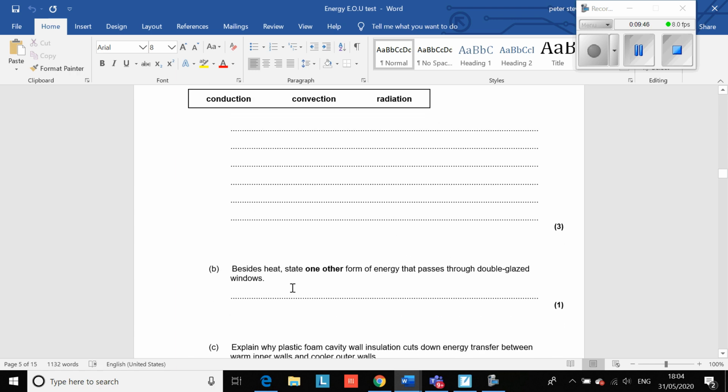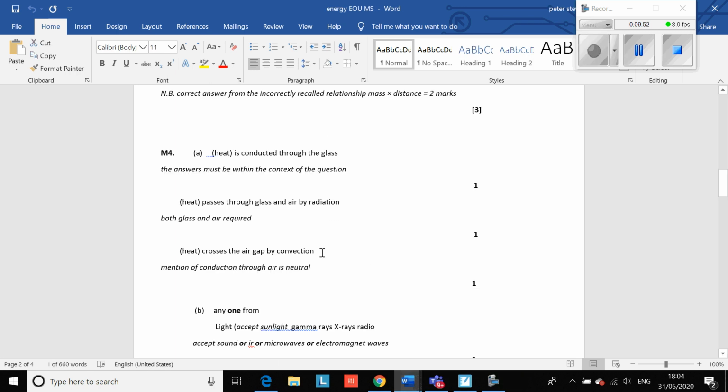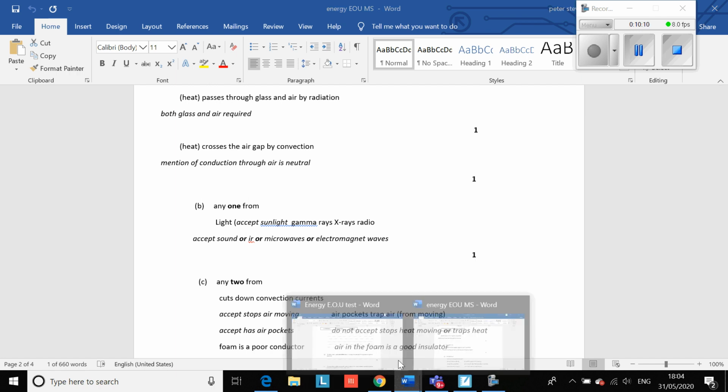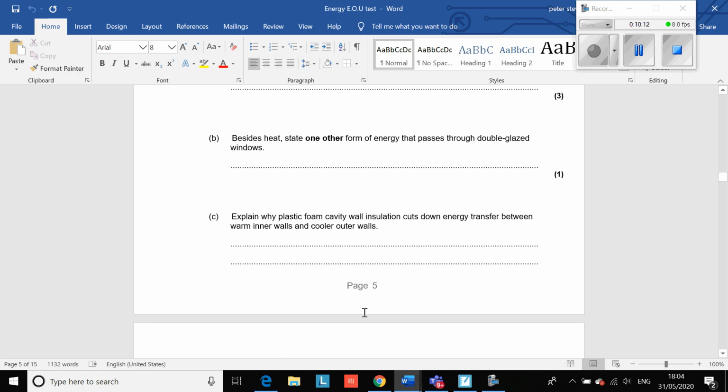Besides heat, state one other form of energy that passes through double glazed windows. Okay, you had a couple of answers here you could have had. You could have had light, X-rays, radio. Basically any of the electromagnetic waves, if you know what any of those are yet, but you also could have had sound. Okay, so on to the next one.